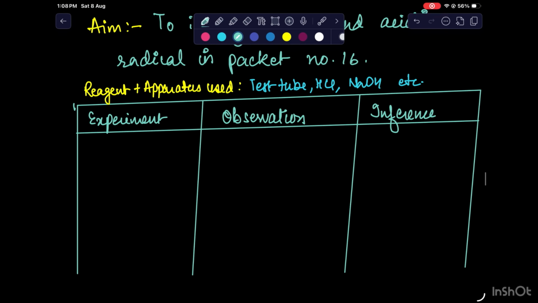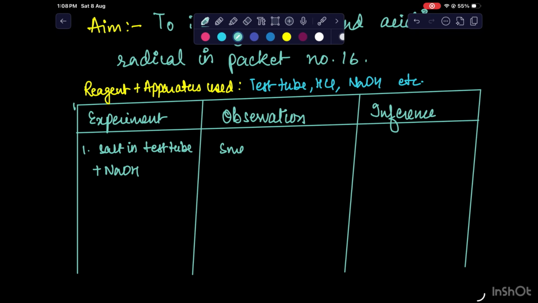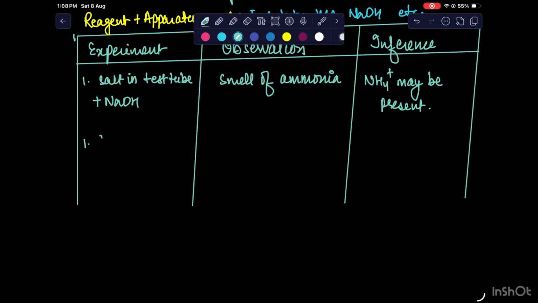So whatever you are performing, you have to write in the first column. Whatever you are observing, you have to write in the second, and inference is what result or what is your understanding by the test. For example, in the first ammonia test, if you have added NaOH in the test tube and you smell ammonia, it means ammonia may be present. So next you will go for the confirmatory test for ammonia.